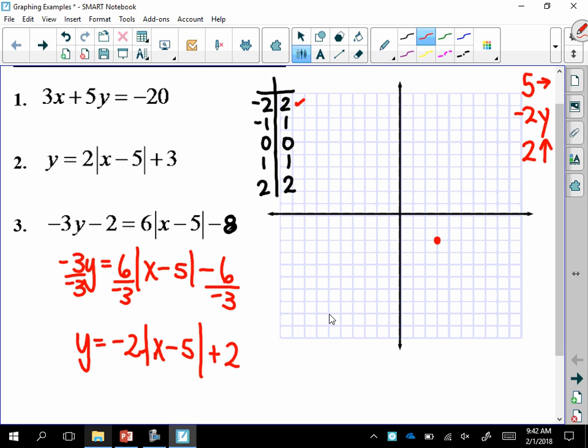Next point is (-1, 1). It is right here. Same thing. 5 units to the right. Take the y coordinate, multiply it by negative 2. Then shift 2 units up.